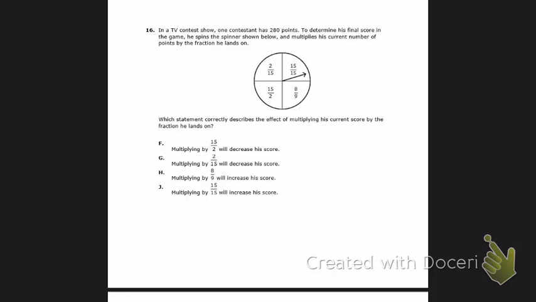And if you remember, let's look at J. 15/15 is 1. So 1 times 280 is not going to increase or decrease his points. It's going to stay the same. Now 8/9, let's look at that.